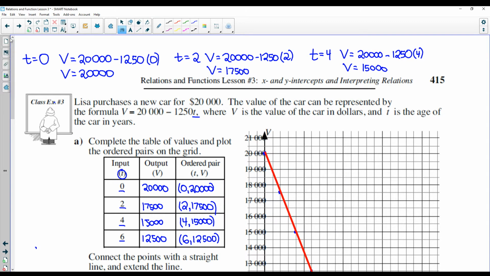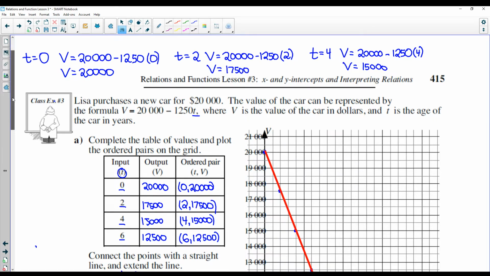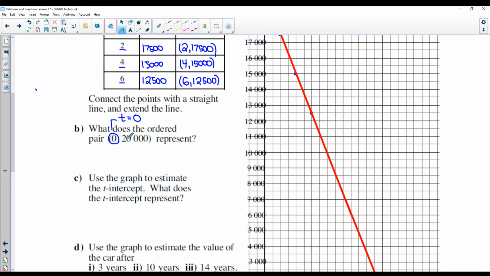The thing with the purchase of a car, you've maybe heard people say this before, but essentially once you buy a car and as soon as you drive it off the dealership lot, assuming you bought it from a dealership, the value of the car goes down immediately. Most cars are depreciating assets. So what does the ordered pair (0, 20,000) represent? Well, that would be the value of the car at time equals 0, which is just the original value of the car.